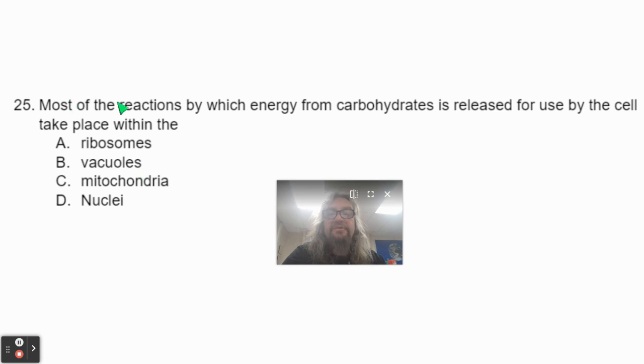Question 25. Most of the reactions by which energy from carbohydrates is released for use by the cell take place within the A, ribosomes, B, vacuoles, C, mitochondria, or D, nuclei.